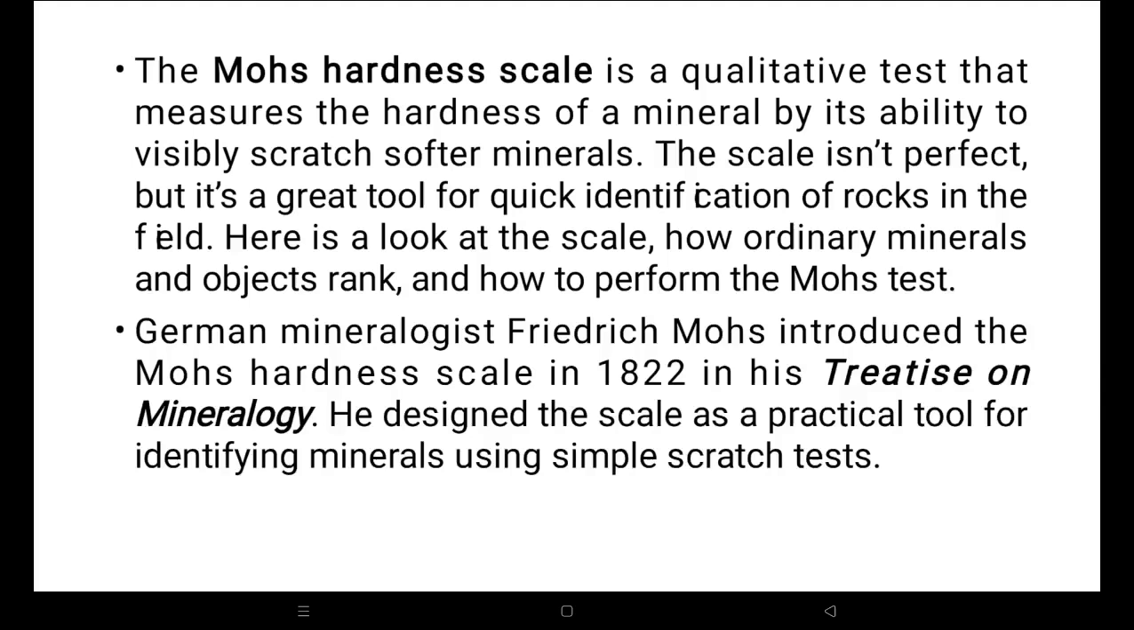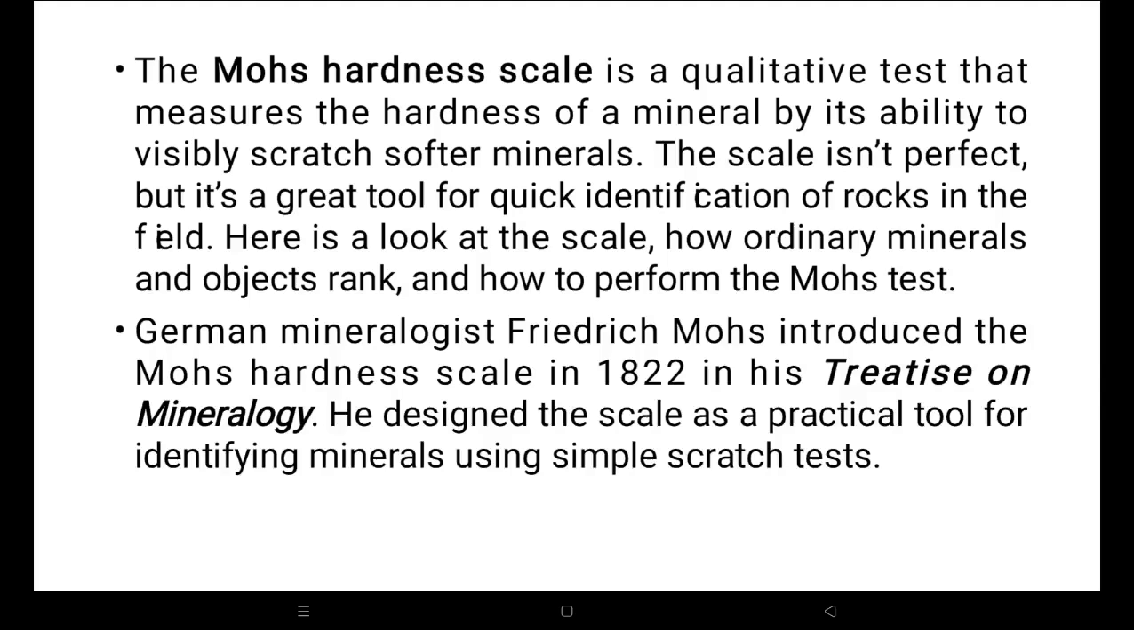This scale is not perfect, but it's a great tool for quick identification of rocks in the field. So this measurement is not perfect, but it helps in quick identification. Here is a look at the scale, how ordinary minerals and objects rank, and how to perform most tests.